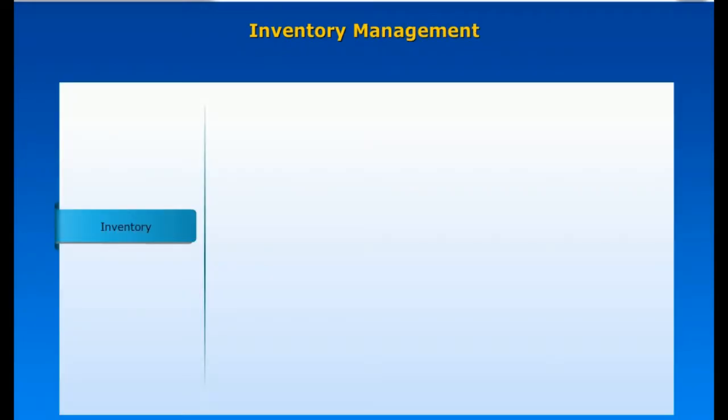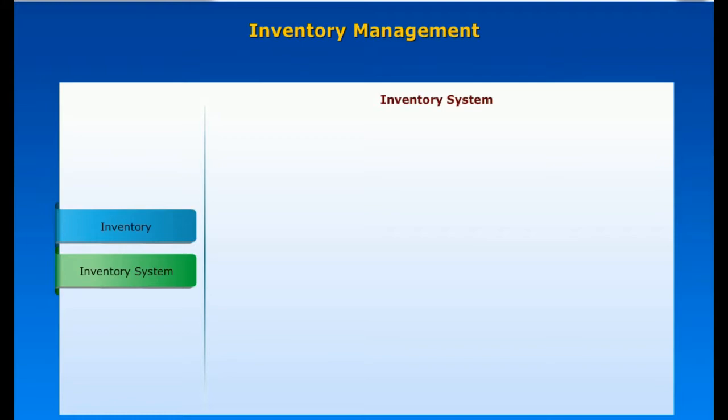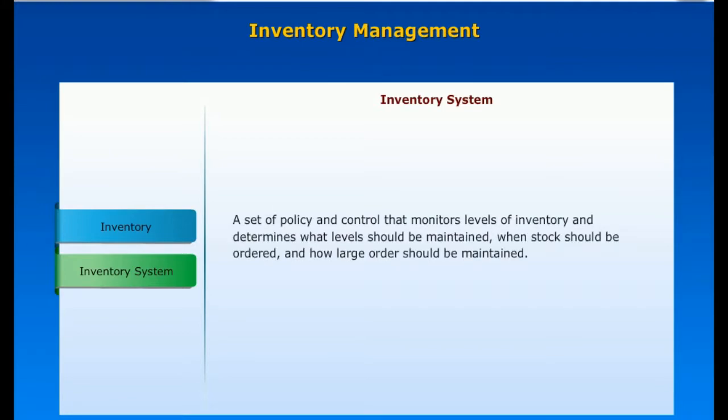Inventory management. Inventory. Inventory system. Click each tab to learn more. Inventory: a physical resource having rupee value that a company holds in stock with the intent of selling it or transforming it into a more valuable form. Inventory system: a set of policies and controls that monitors levels of inventory and determines what level should be maintained, when stock should be ordered, and how large orders should be.